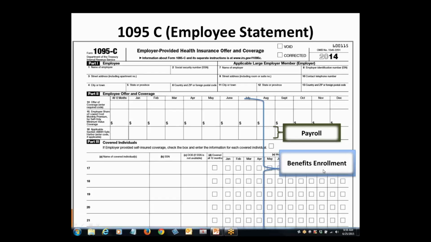Natasha, question, if an employee is enrolled in the family plan, do we still have to use the lowest cost for self-only coverage? That is correct. 15 is for the lowest minimum value self-only. It doesn't really have anything to do with what they're actually enrolled in.